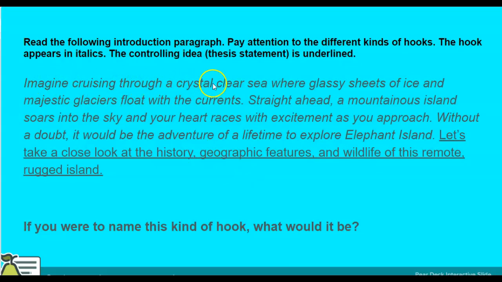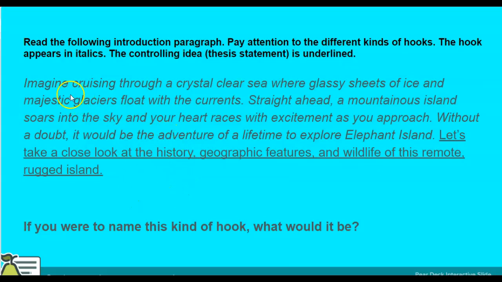Imagine cruising through a crystal clear sea where glassy sheets of ice and majestic glaciers float with the currents. Straight ahead, a mountainous island soars into the sky and your heart races with excitement as you approach. Without a doubt, it would be the adventure of a lifetime to explore Elephant Island. Let's take a close look at the history, geographic features, and wildlife of this remote, rugged island. If you were to name this kind of hook, what would it be?